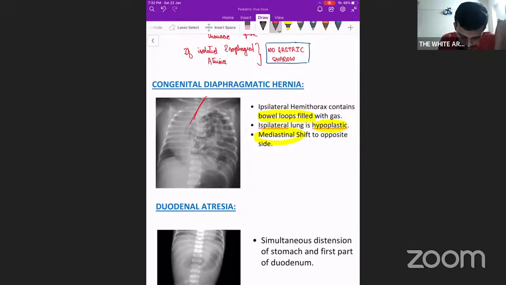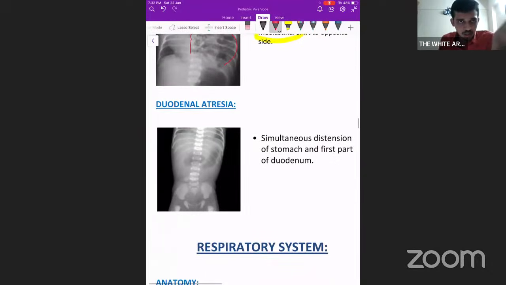In the left part of the chest, you see the bowel shadows over here, and there is no lung left in the left part, correct? So the lung is hypoplastic. This is how you recognize an X-ray of CDH. It is pretty easy. Next one is duodenal atresia.